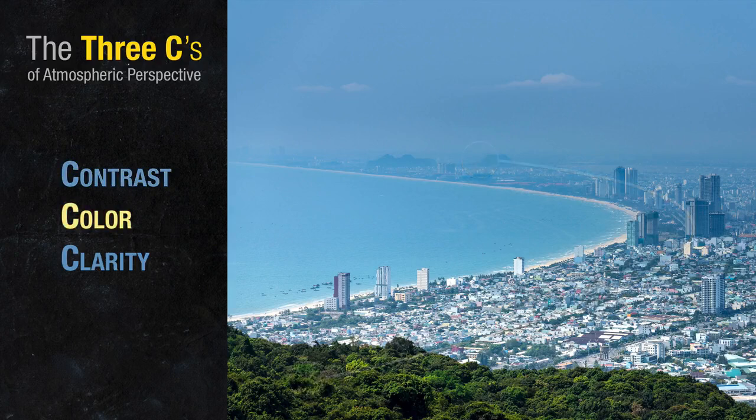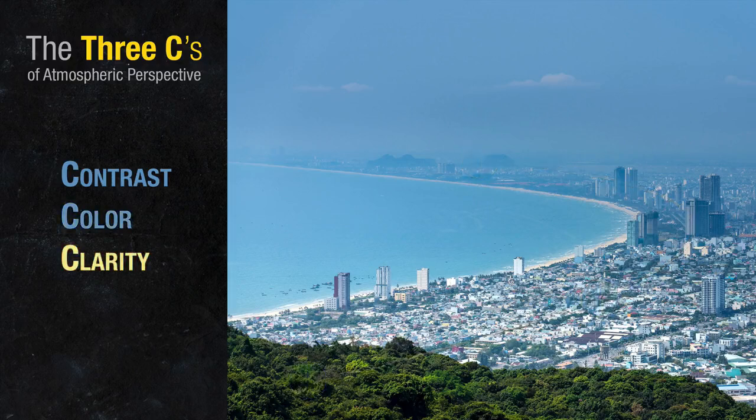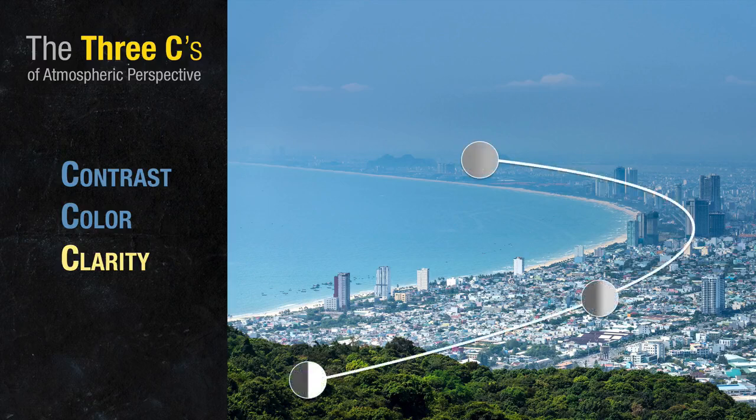In terms of color, we have strong local color in the foreground. As we move to the midground and background, we're getting more and more influence of the color of the atmosphere. Here that color is blue, but it can be different colors depending on the time of day. And finally, clarity, which means how well you can see specific details. Clarity diminishes with distance. In the foreground, all the details are sharp and clear. In the midground, everything is getting softer. And in the background, we cannot see any details. Everything is very soft and unified.